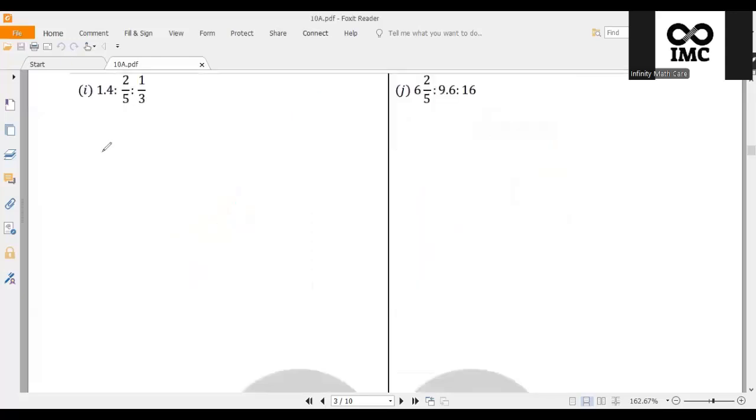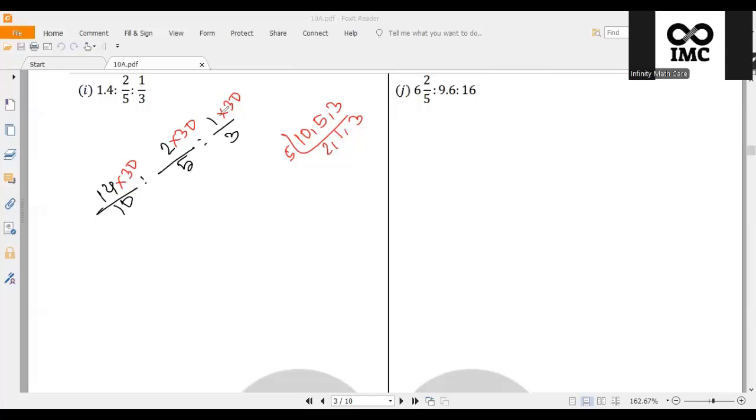Now, question number I. 1.4 is to 2 by 5 is to 1 by 3. 1.4 can be written as 14 by 10 is to 2 by 5 is to 1 by 3. Now, we need to find out the LCM of the denominators. That means LCM of 10, 5, 3. We can write 5 twos are 10, 5 ones are 5, and 3. Now multiply. 5 twos are 10, 10 threes are 30. So we need to multiply each fraction by 30.